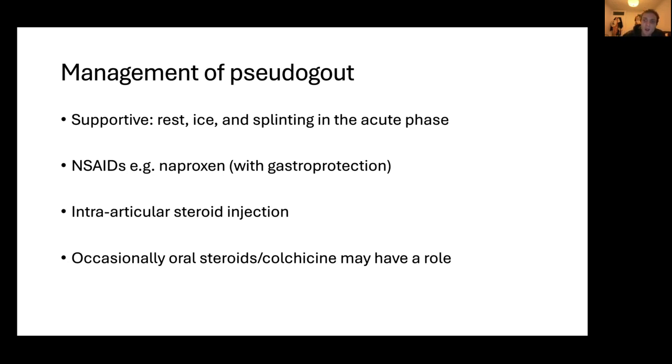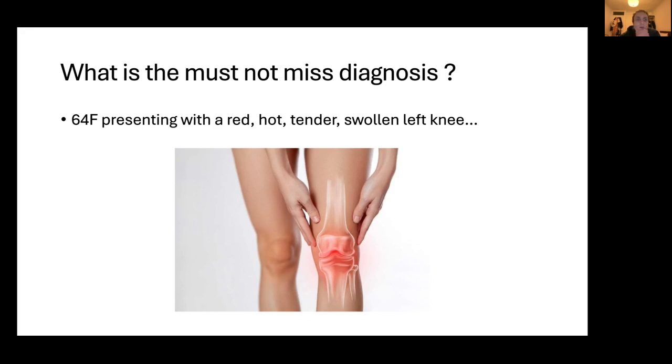So guys, what's the must-not-miss diagnosis in the context of a patient presenting with a red, hot, tender, swollen joint? In this case, I've said left knee, but what must we not miss? We've talked about gout and pseudogout. Is there anything in particular that you want to flag? Anyone know? Just chuck it in the chat. Anything at all? Septic arthritis. Exactly. Thank you, Janet. Exactly right.